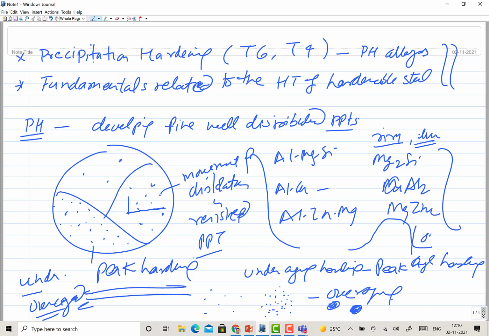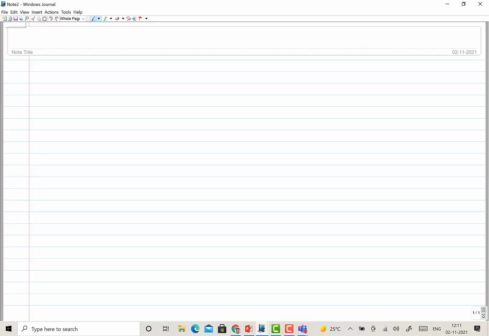So this is the over age situation, this is the under age hardening situation, this is the peak age hardening situation, okay. So what we want, these are hardened for the peak hardness. It can be under in both the cases. When it is underaged or overaged, the hardness is lower. That's what you can see in these two cases.